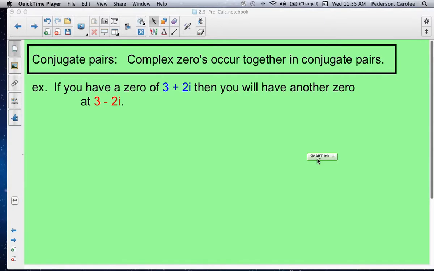I recommend you write this down, section 2.5, part 2. Go ahead and write down this slide. Complex conjugates occur in pairs. So an example: if you have 3 plus 2i as a given zero, then you must also have 3 minus 2i.